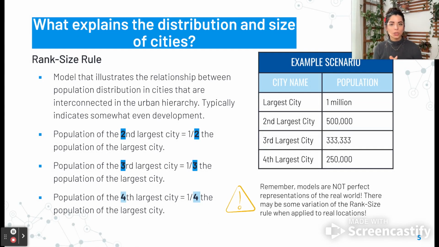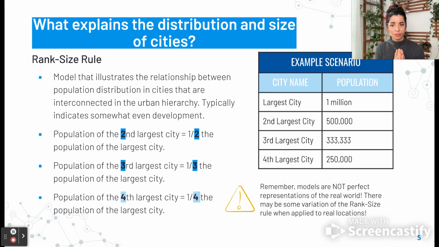So rank size rule, this comes out on the test every single year. This is a model that illustrates the relationship between population distribution in cities that are interconnected in the urban hierarchy. This typically indicates somewhat even development. So keep in mind for these models and theories, this is not always the case. Rank size rule is a general rule. It's not something that is 100% always true. And we do see this in places that have some even development.